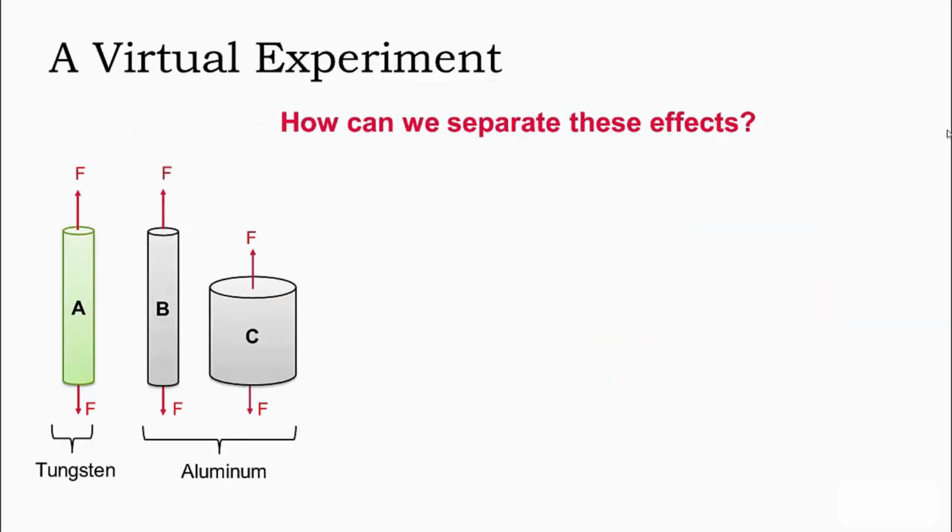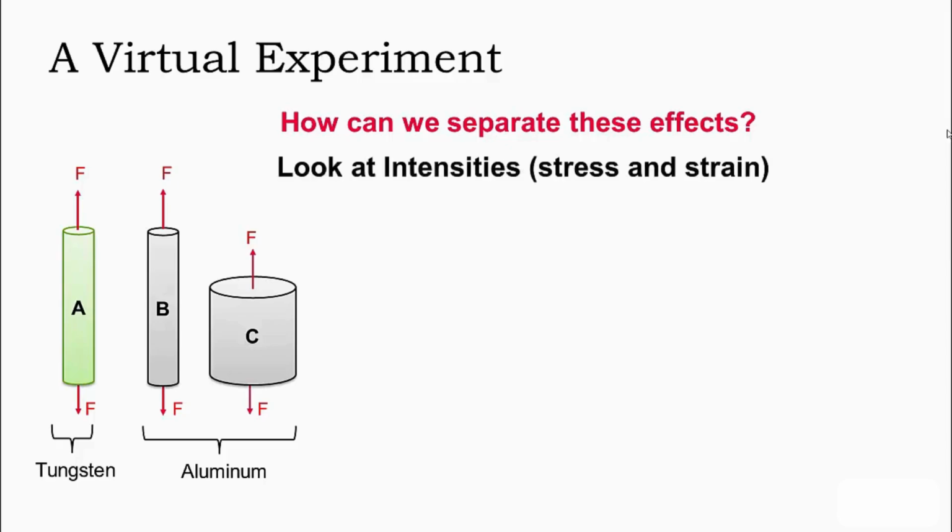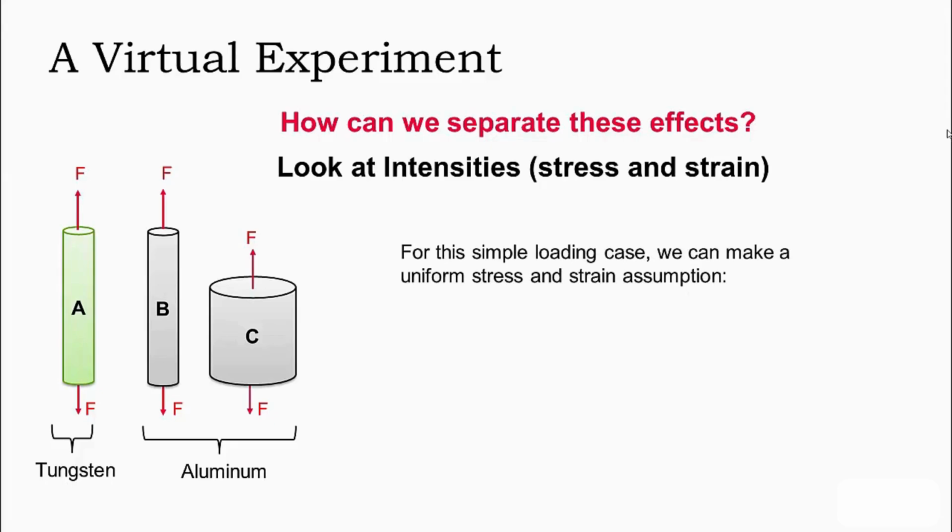So how can we separate these effects? Well, we need to look at the intensity of both the loading and the deformation, in other words, the stress-strain behavior. Now, in order to plot the stress-strain behavior, we have to know what the stress and strain distribution within this specimen is. For now, for this simple loading case, we're going to assume a uniform stress and strain assumption.